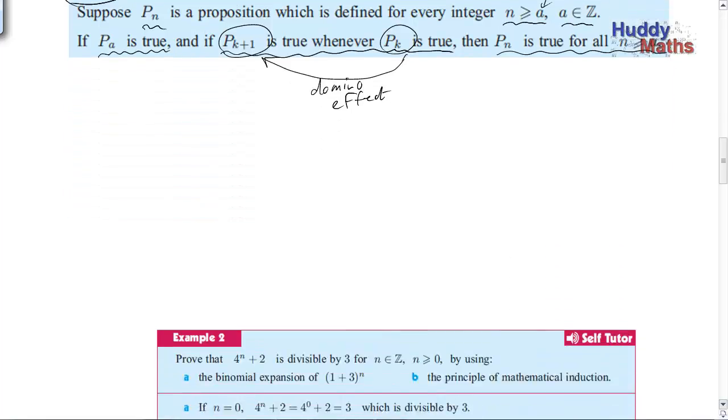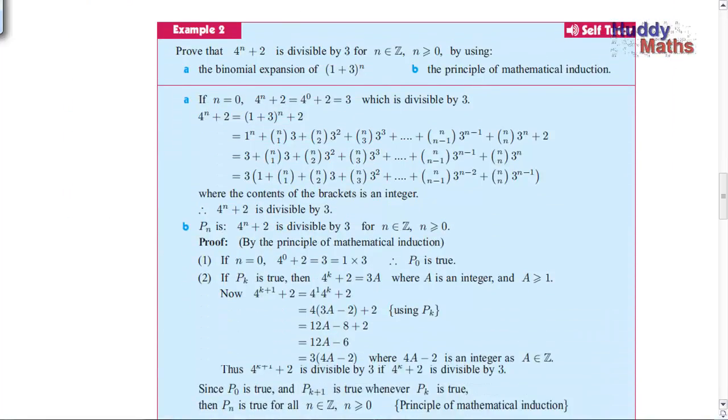All right, so come down and let's have a look at some examples. So here's an example from Hayes and Harris. Prove that 4 to the n plus 2 is divisible by 3 for all integers starting at greater than or equal to 0, not negative ones. And you could use the binomial. So they're giving you a hint there. Or you could use the principle of mathematical induction. So let's look at the setting out of those two.